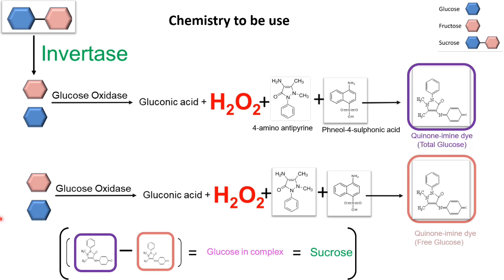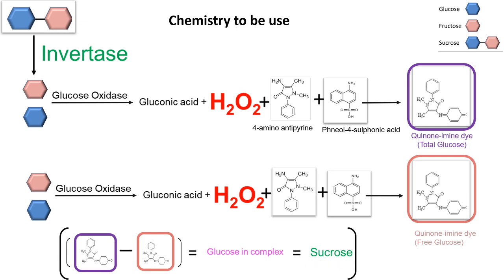We can perform another set of reactions without any invertase, which will only result in free glucose producing the color in the reaction. By subtracting the dye intensity produced due to the free glucose from the total dye intensity produced by the total glucose, that's how we can determine the amount of sucrose present in the juice.